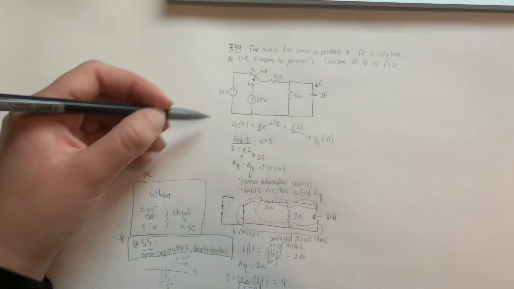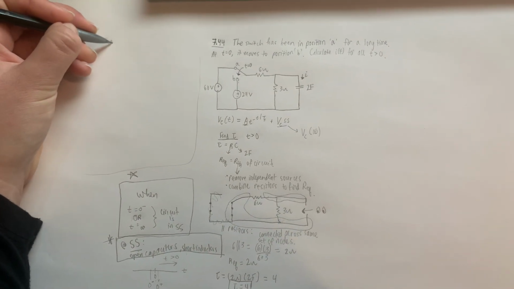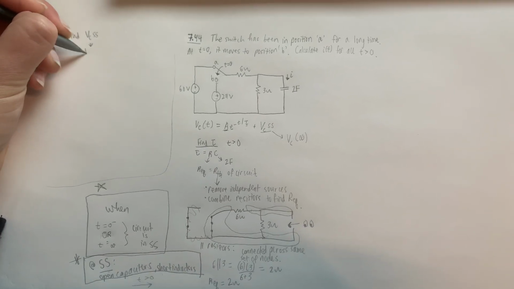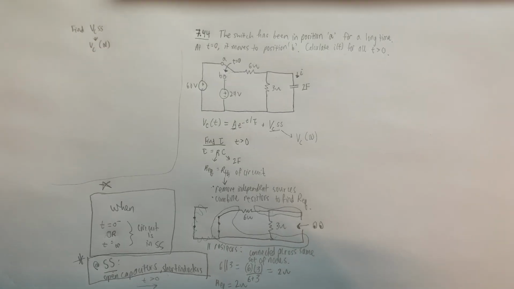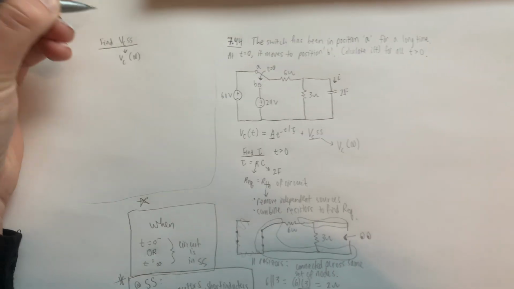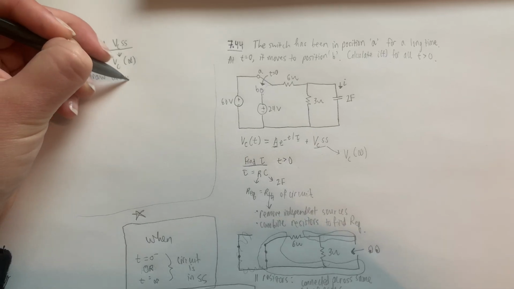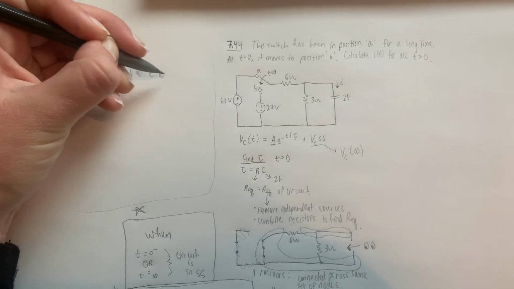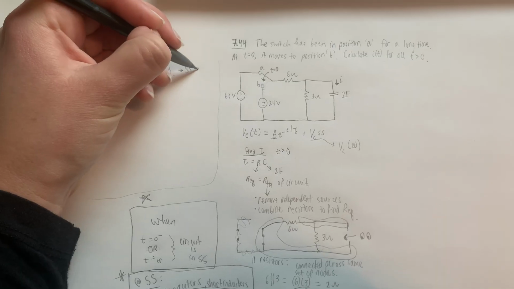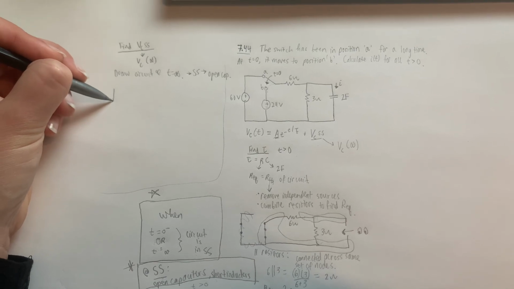I'm going to come over here now. Now I need to find VC steady state, which again is the voltage across the capacitor at time infinity. So I need to draw the circuit at time equals infinity. Remember, at infinity, the circuit is in steady state, which means what? It means we open the capacitor. So let me draw this again.